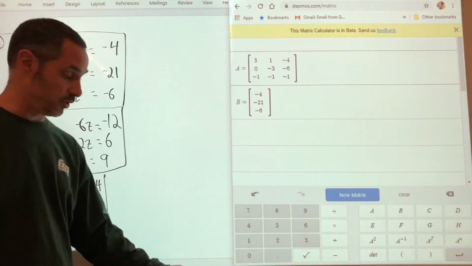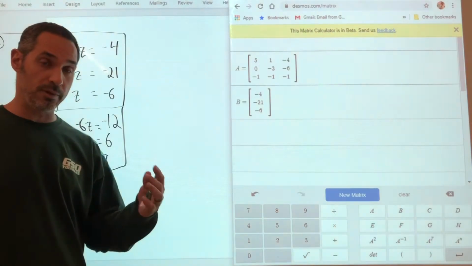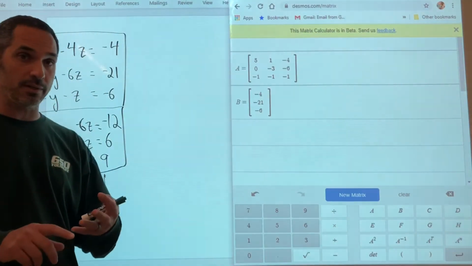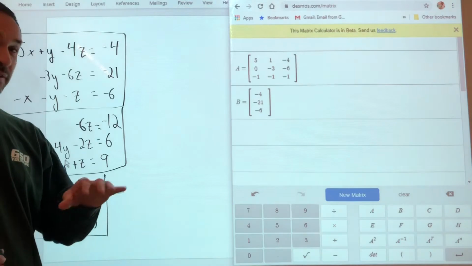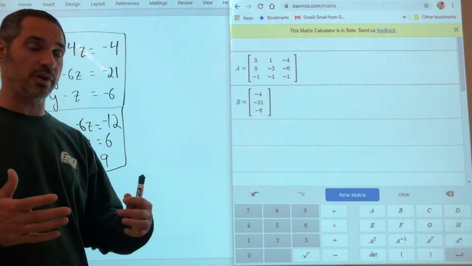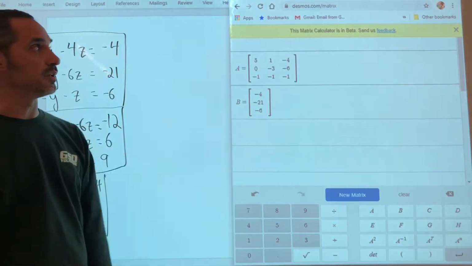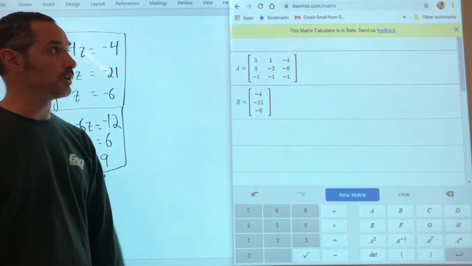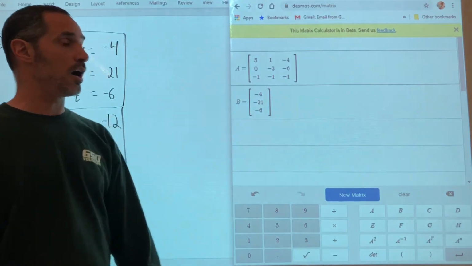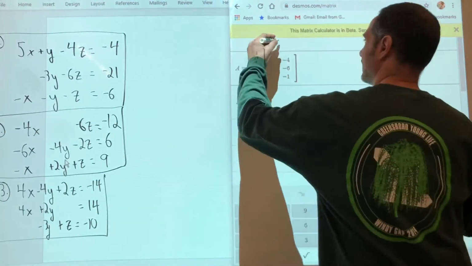All right, so we've learned about matrices. We know how to add them, subtract them, maybe solve some basic matrix equations, and we've learned how to multiply. We've also used our tool of this Desmos online calculator. Again, it's desmos.com/matrix.